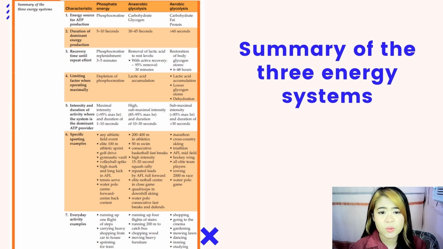The difference between the three energy systems is two factors. Number one is intensity and number two is duration. The higher the intensity, the shorter the duration, because all of the energy the body can supply to work at a high level is used up quickly. If the duration is longer, the intensity is less, so the body can supply enough energy to keep going.